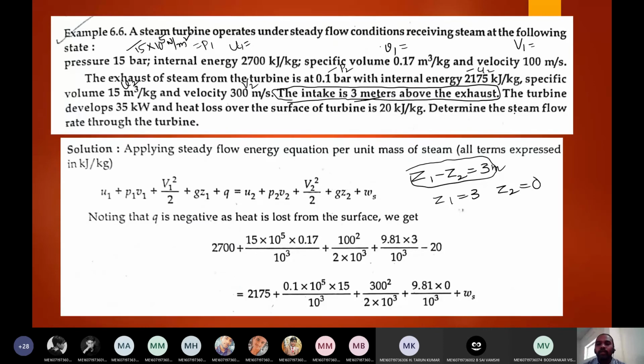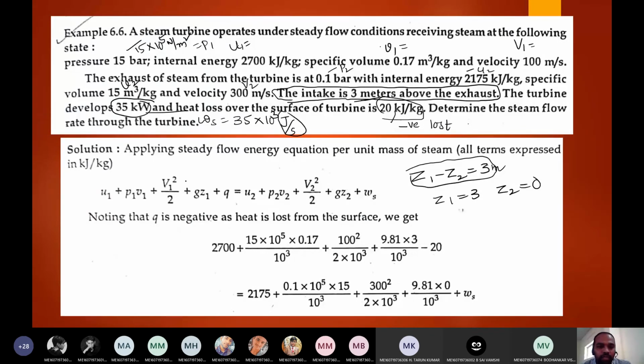3 meter is the SI unit, and the turbine develops 35 kilowatt. This is nothing but work done. Kilowatt 35, kilo means 10 power 3, watt is joules per second. Joule per second is the SI unit again. Kilojoules per second is kilowatt, but I want only joules per second. Therefore 10 power 3 I take outside. This is SI unit, that is WS is given, right? And heat loss over the surface of the turbine is 20 kilojoules per second. This should be negative because it is lost to the surroundings. Determine the steam flow rate through the turbine.